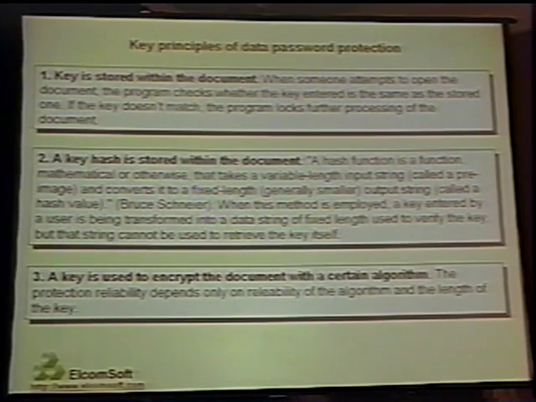An intruder aware of the hash function algorithm can generate a hash for desired key and replace original hash in the document. Or, like with the first method, an intruder can modify the program code to ignore protection and access the data. A third method: a key is used to encrypt the document by following certain algorithm. Here, protection stability depends only on stability of the algorithm and on length of the key. Cracking some encrypting algorithms might take millenniums.